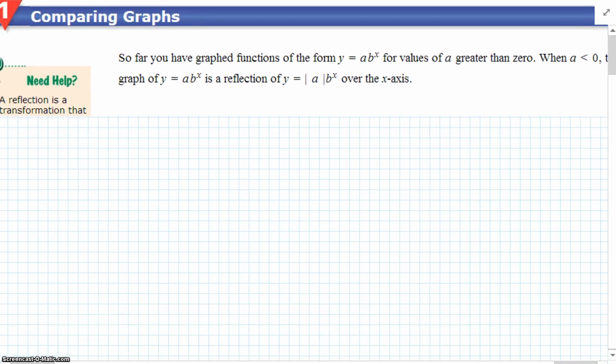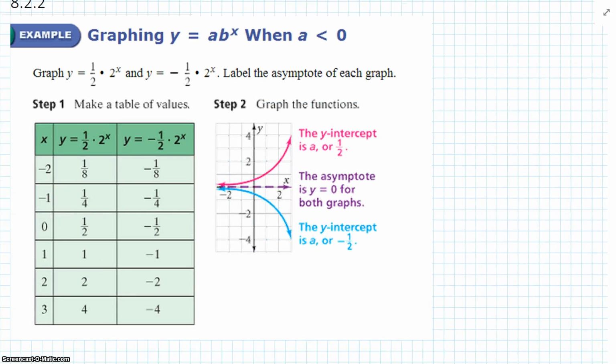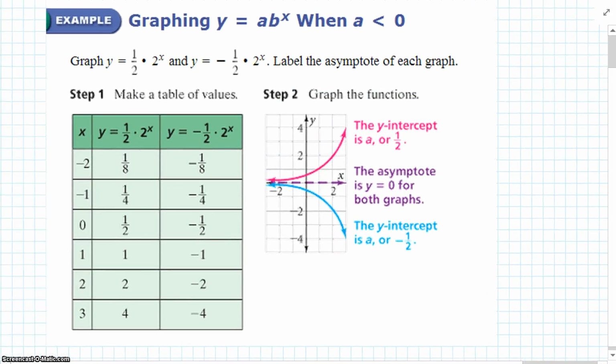Alright, so far we have graphed functions in the form of y equals ab to the x power for a values greater than 0. When a is negative or less than 0, the graph is a reflection of the positive one over the x-axis. So let's look at the diagram here and inspect it.